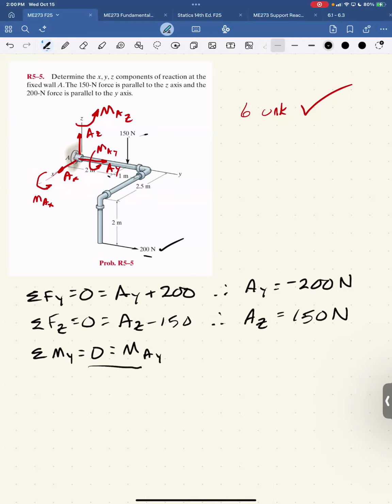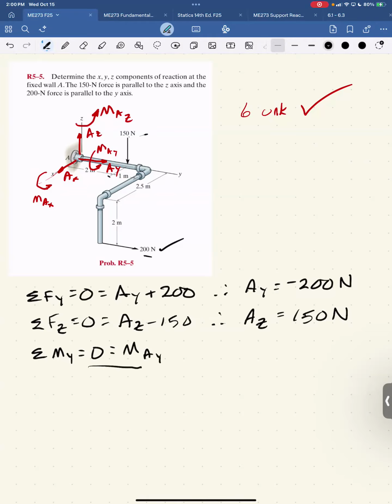So I have 2 unknowns left, the moment about the x-axis and the moment about the z-axis, the reaction moments. So I need to sum moments about the x-axis and set that equal to 0. So the x-axis, so that's this one here. This vector right here is 2 meters underneath the xy plane, and it's pointing in the y direction. So it has a moment about the x-axis of 2 times 200.